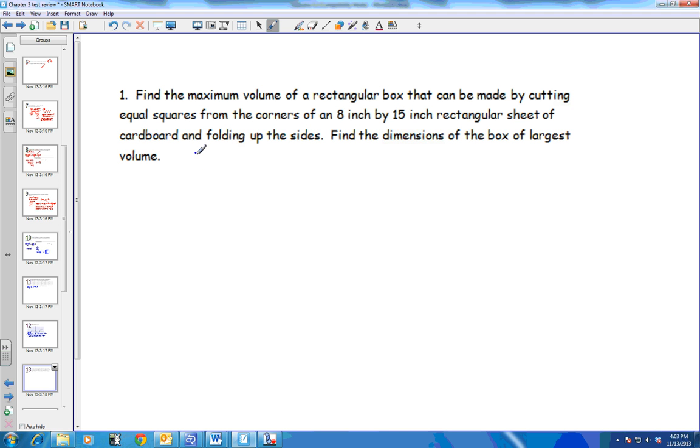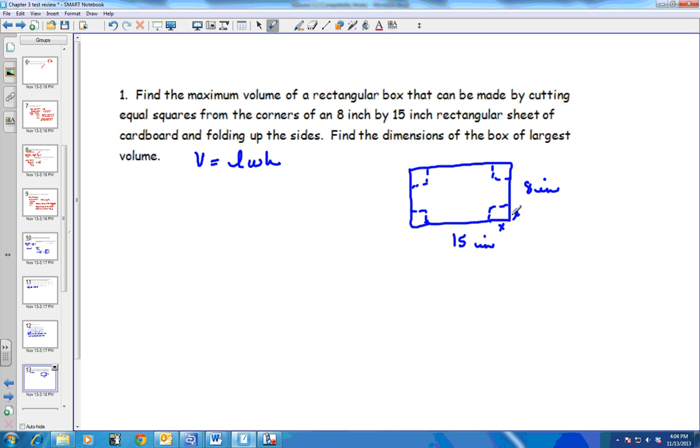So we should know by now that volume is length times width times my height. Okay, here's my box. This is just like the problems we've done in class. I'm cutting out these squares. I know it's not drawn like this. So I'm going to say this side's 15. This is 8. I'm taking out this x amount from each side. So now this side is no longer 15. It's going to be 15 minus 2x. And this side is no longer 8. It's going to be 8 minus 2x.